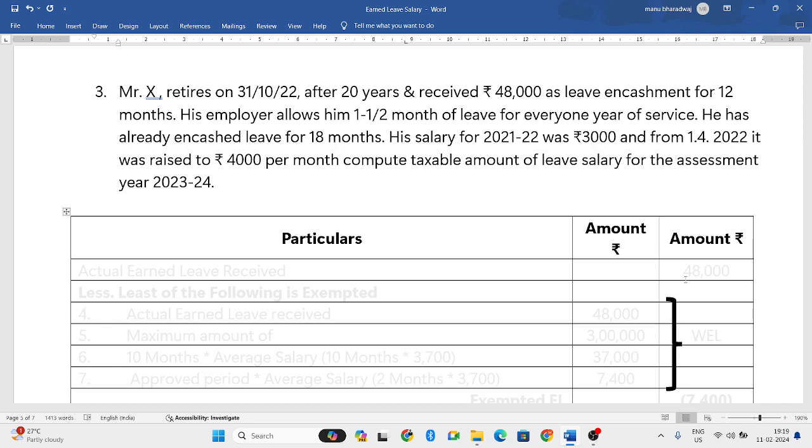He has already encashed the leave for 18 months. And again he got 12 months of leave encashment. His salary for 2021-22 was 3,000, and from 1/4/2022 it was raised to 4,000 per month. Compute the taxable amount of leave salary for the assessment year 23-24.